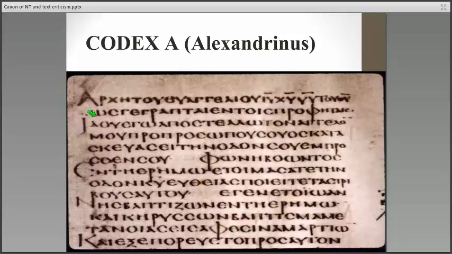Just appreciate that, and appreciate the fact that the scribal work is still continuing. We are still searching for more documents and trying to get back to the most original text that we can possibly get to. One other note, well, I'll leave it at that.